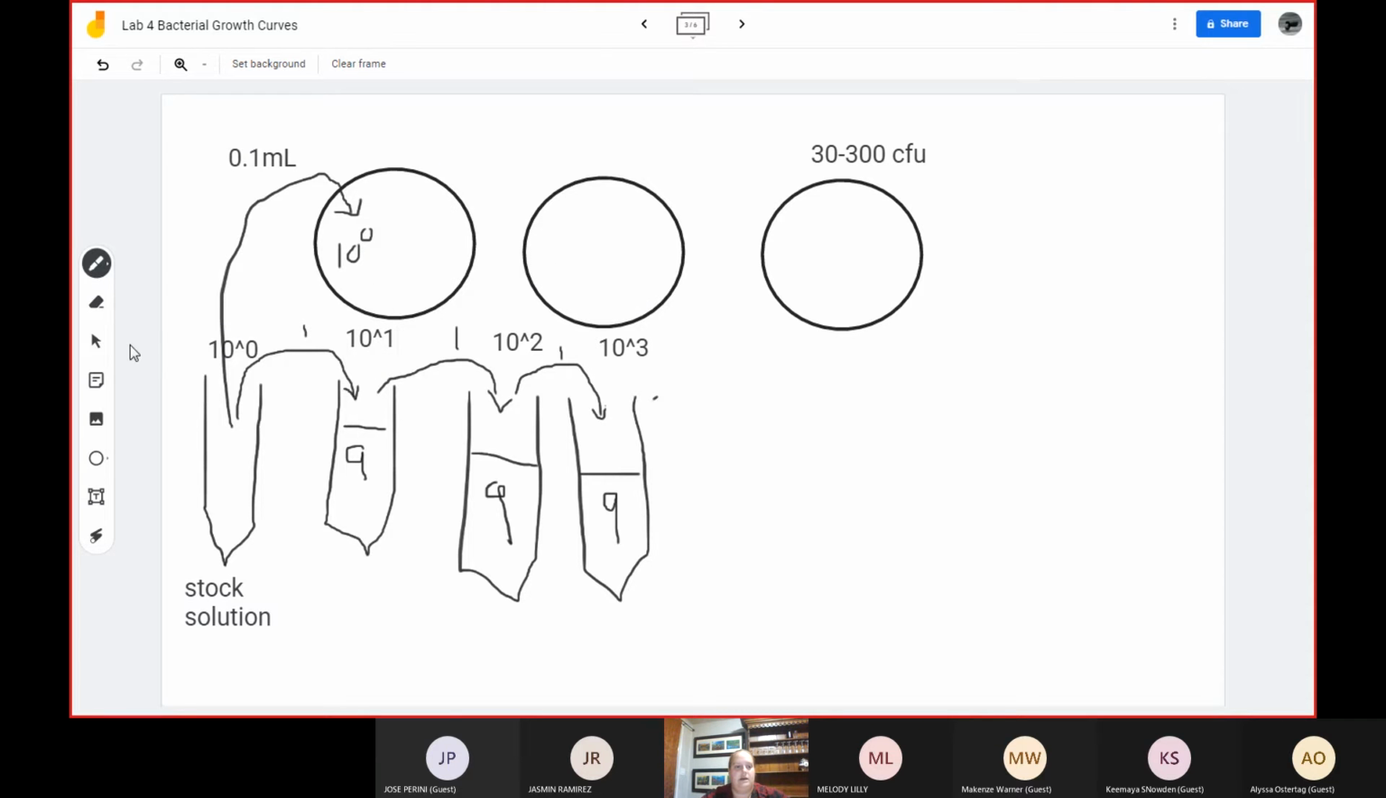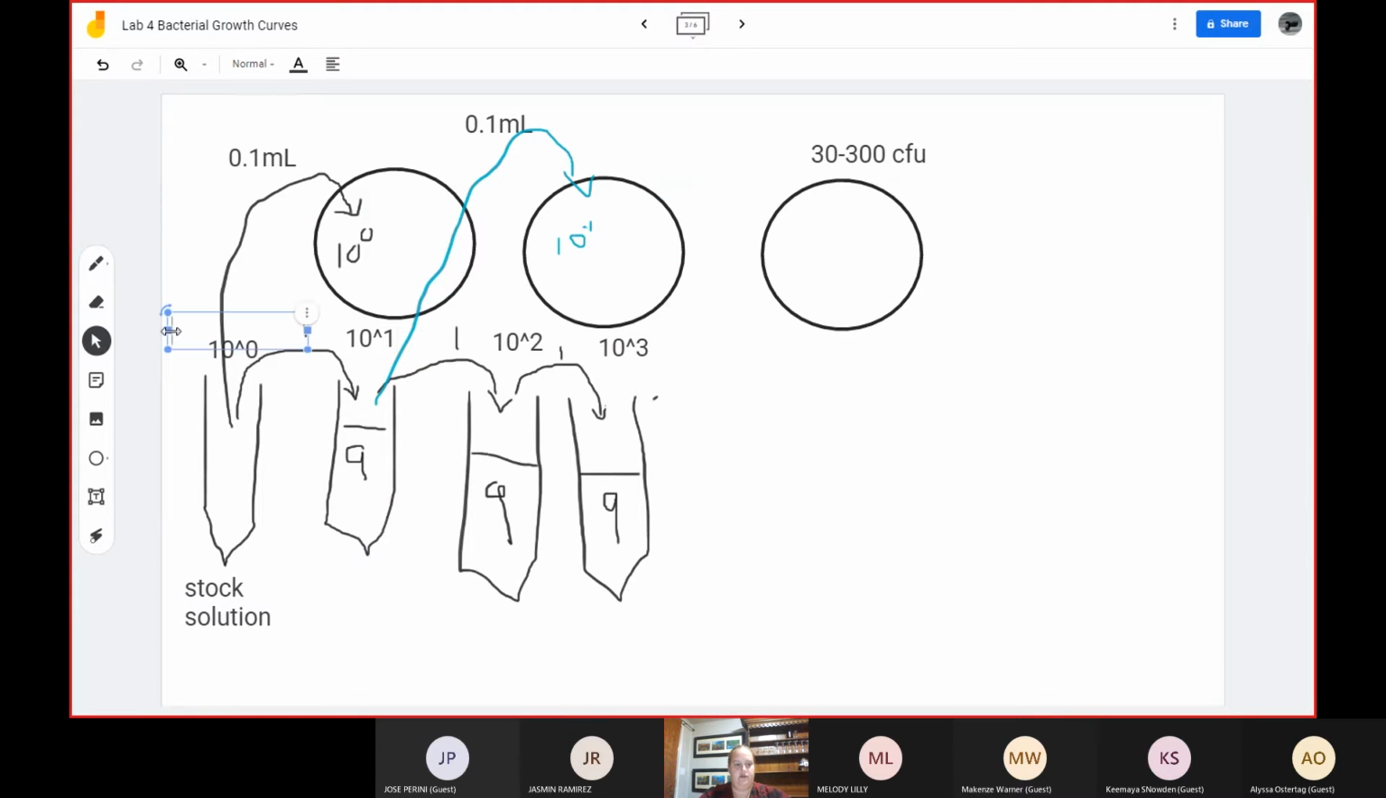I should use a different color or something. I would take into this one an additional 0.1 milliliters onto this plate. And because this is our 10 to the 1 tube, this plate would be considered our 10 to the -1 plate, because it actually is 10 times less on this plate than is on this plate. And this is our dilution factor.